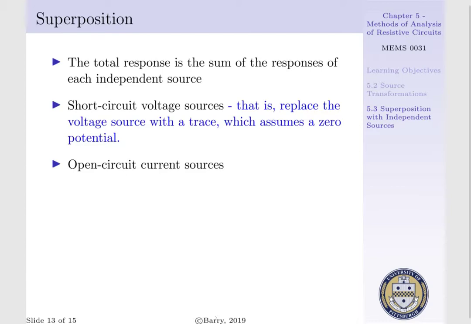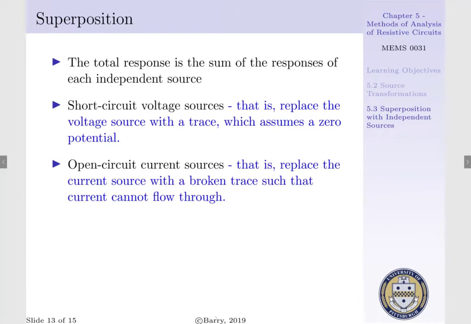Now say we have two current sources within our circuit. To determine our total response, we want to look at the response of our circuit due to each of our independent sources. That is, we'd look at the response due to I1 by open circuiting I2. By open circuiting I2, we break that circuit, i.e. we replace the current source with a broken trace such that no current can flow through the element. We would get our response, and then we'd look at I2's contribution to the circuit by open circuiting I1.